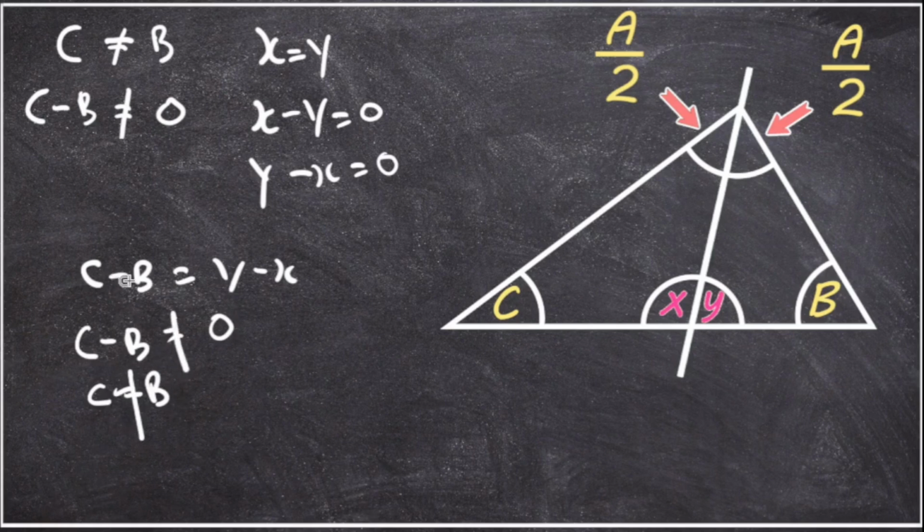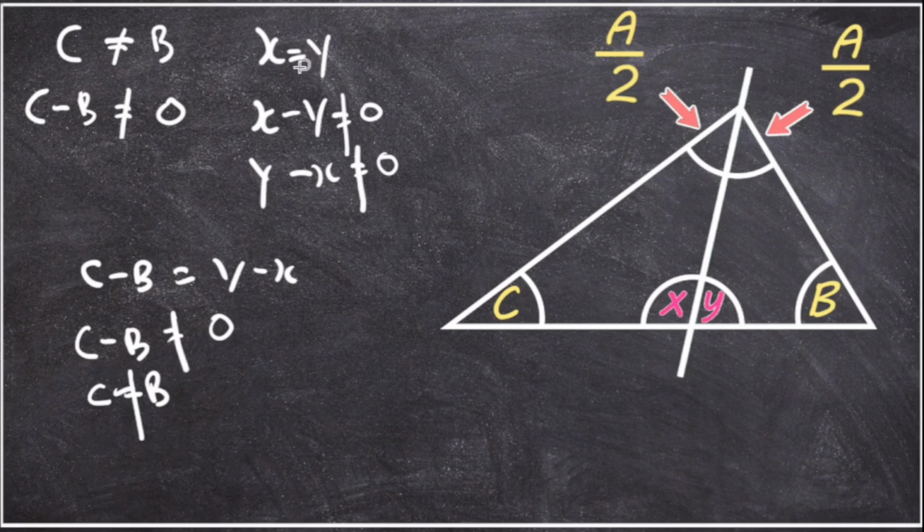Now we know that C minus B must be equal to Y minus X because we got that by rearranging the values for the base angles in both triangles which were equal to each other. So we have that the left hand side of the equation is equal to the right hand side of the equation, and we know that the left hand side of the equation, C minus B, does not equal 0. So that means the right hand side of the equation, Y minus X, is not equal to 0.